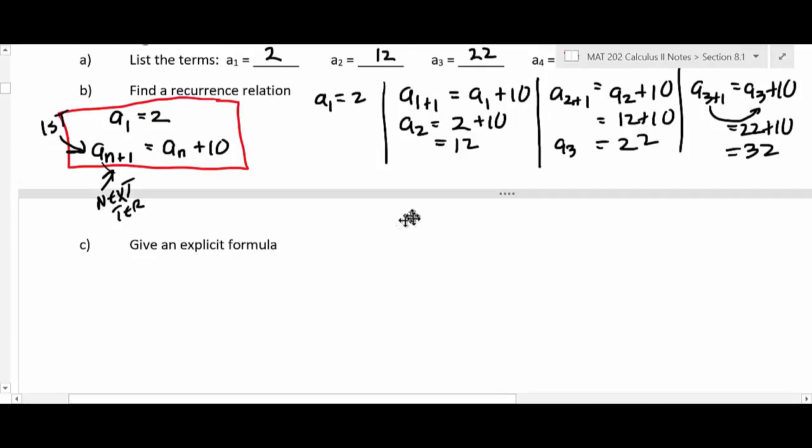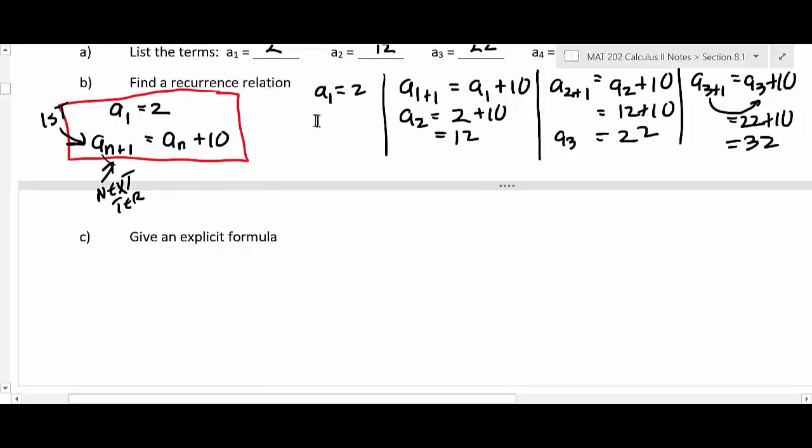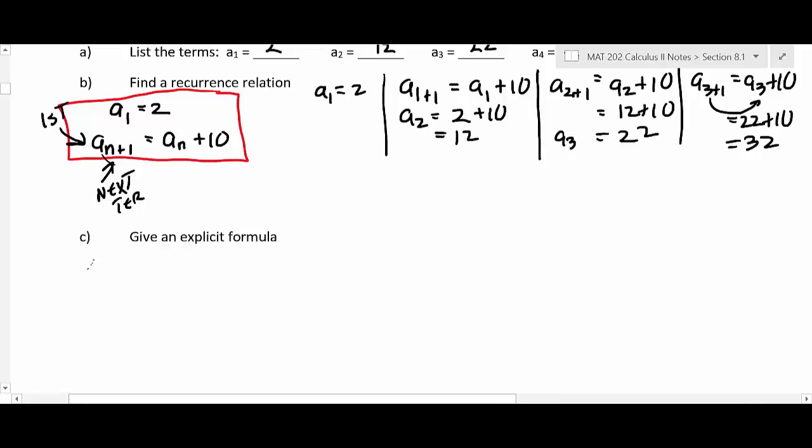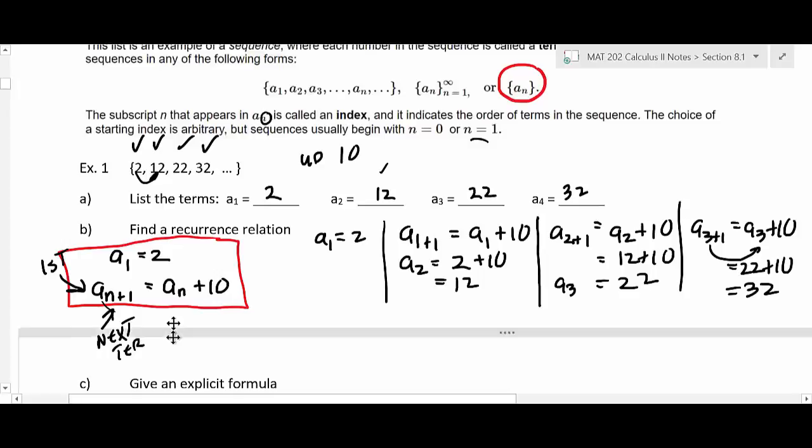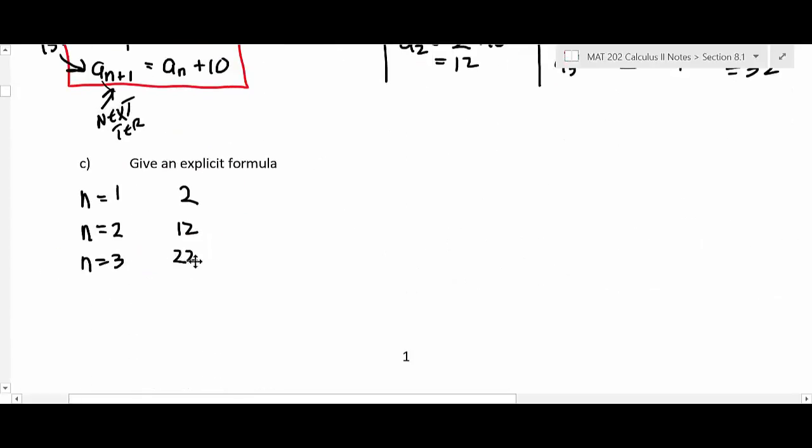Okay, now we're going to do the explicit formula. Sometimes the explicit formula is harder, sometimes it's easier. Okay, so what I'm going to do on this one now is, let's just write down kind of a chart. If n is equal to 1, we get the term 2. If n is equal to 2, we got 12. If n is 3, we got, what? So we're just going up 10, so that'd be 22. And then if n is equal to 4, we're going to have 32 like that.